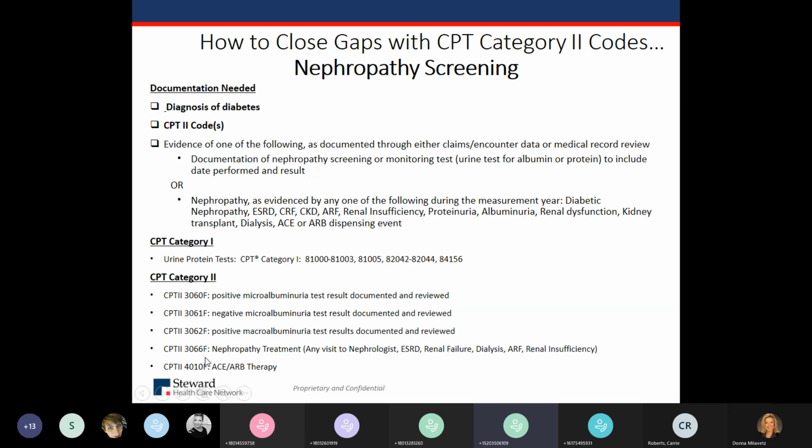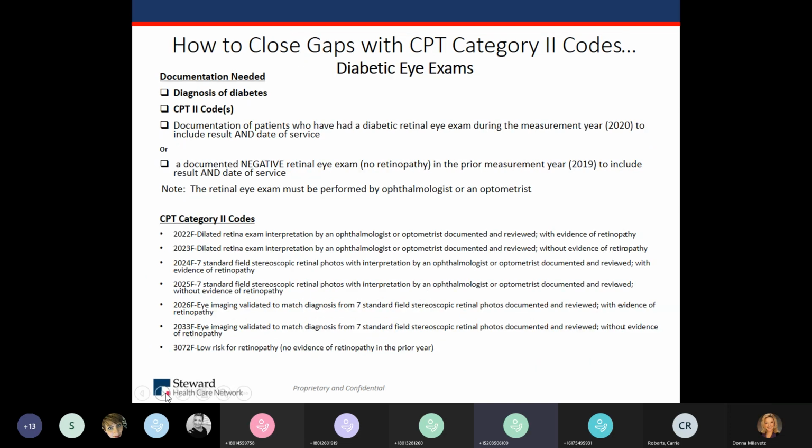Oh, let me also point out another great way that you can close these is the use of CPT2 code 4010. If your patient is on ACE or ARB therapy, be sure that you document that very clearly within the medical record. You can actually close the gap using the medication. Next slide.